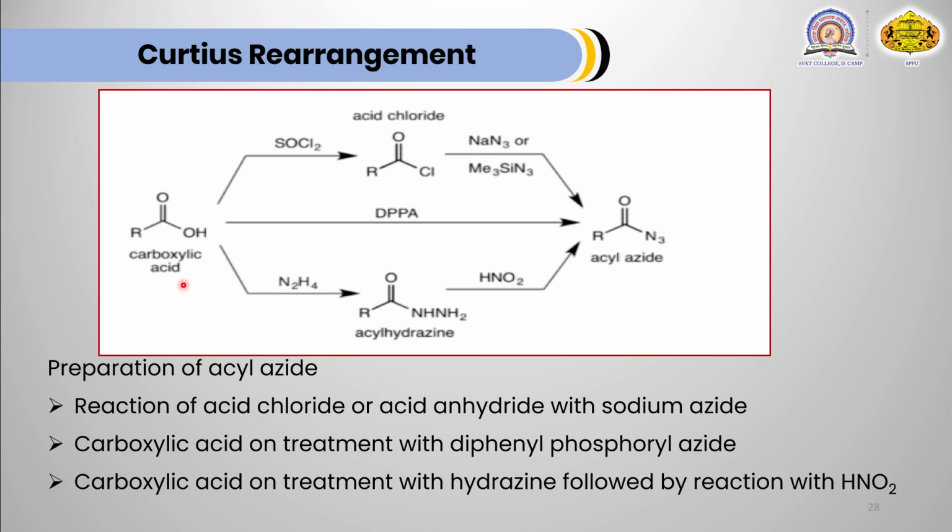Another reaction is one in which carboxylic acid is directly converted to acyl azide by using DPPA reagent. In the next case, this carboxylic acid is converted to the corresponding acyl hydrazine by reaction with hydrazine. This acyl hydrazine on treatment with nitrous acid produces acyl azide.